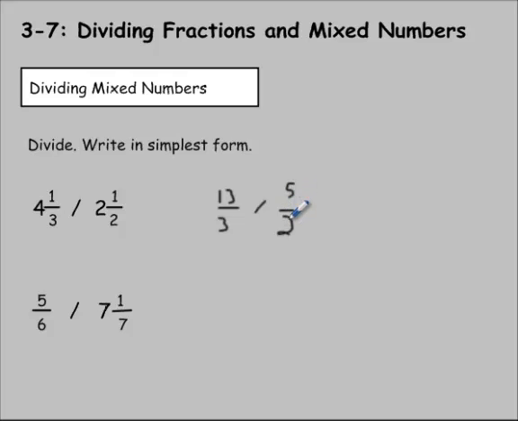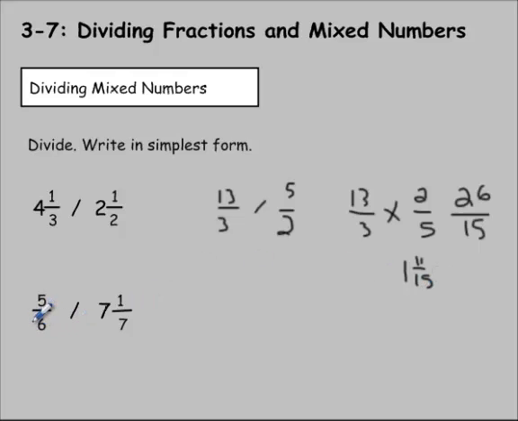So we'd have 5 over 2 to convert. So we'd have 13 over 3 times now the reciprocal, which would be 2 over 5. So 13 times 2 is 26. 5 times 3 is 15. Let's convert that into a mixed number again. So 15 goes into 26 one time. And then there's 11 left over, so it'd be 1 and 11 over 15 for our answer.